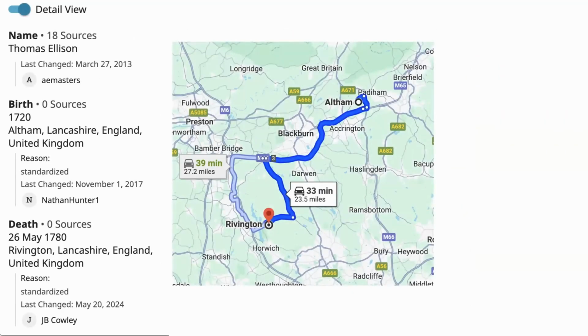Okay, so let's look at it here in some detail so you can understand a little more what I'm saying. Over here on the left-hand side, I have Thomas Ellison, and I have when he was born, and that's in Altham in Lancashire. And then I have him dying, whoever put this in, dying in Rivington, Lancashire.